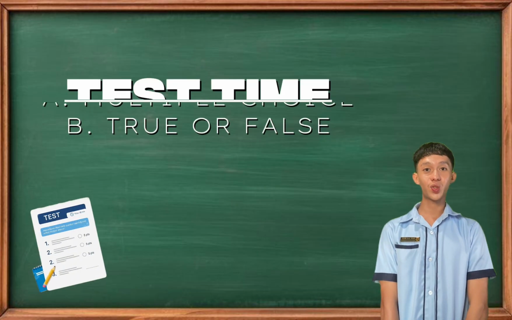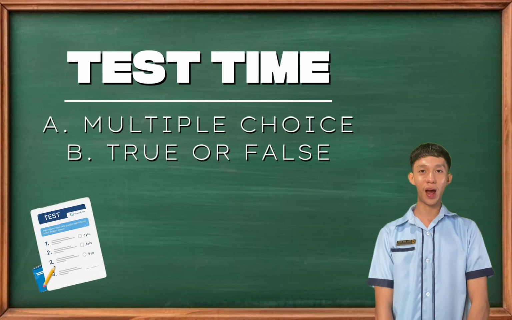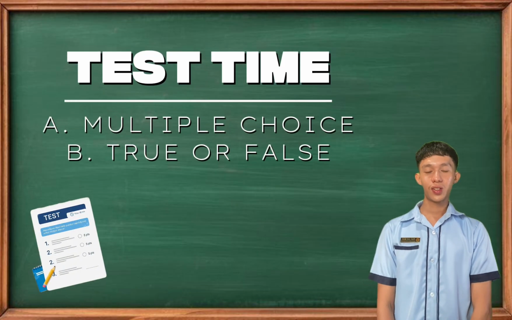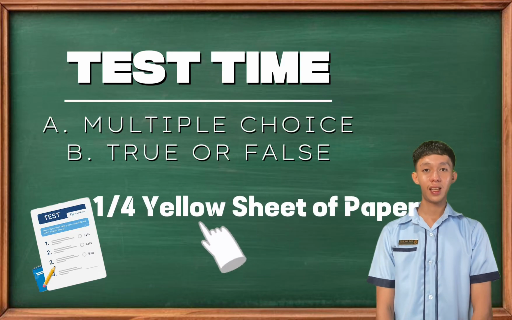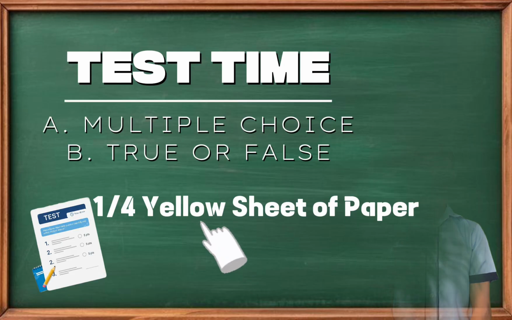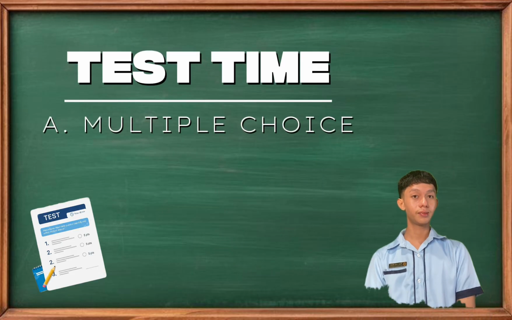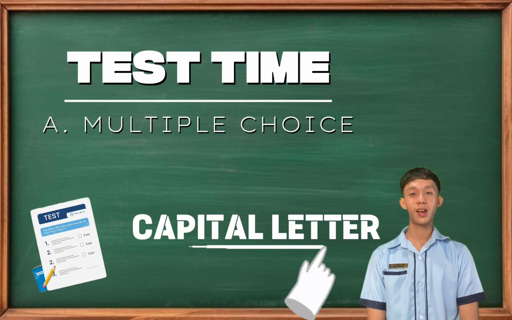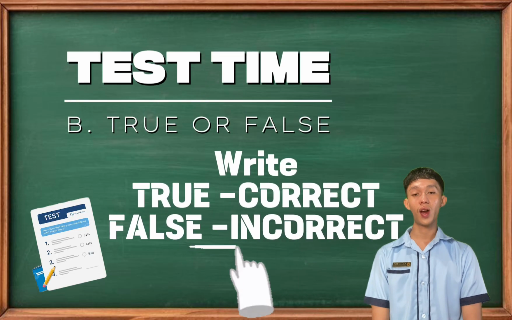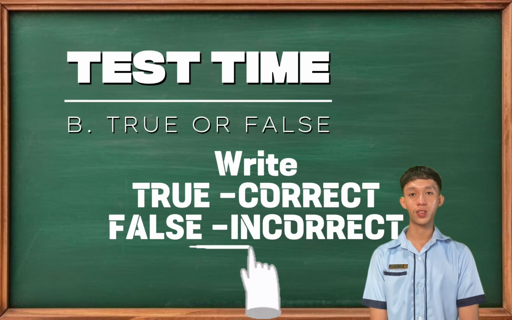We will now have a short test activity to see how well you grasp these concepts. So prepare a 1/4 yellow sheet of paper and a pen. You can pause this video while you prepare. For test A, you're only going to write the capital letter of the correct answer. And for test B, you write true if the statement is correct and false if it is not.